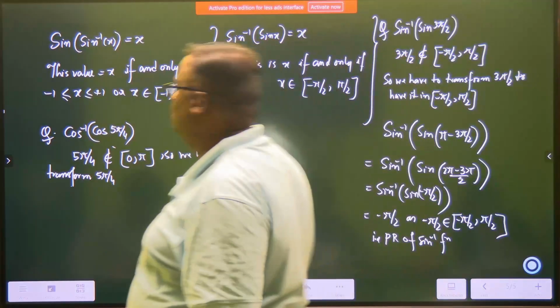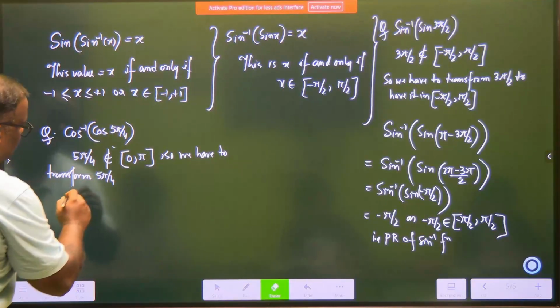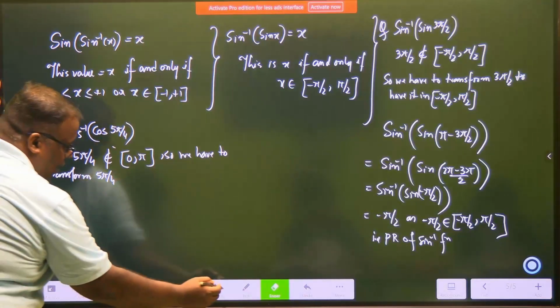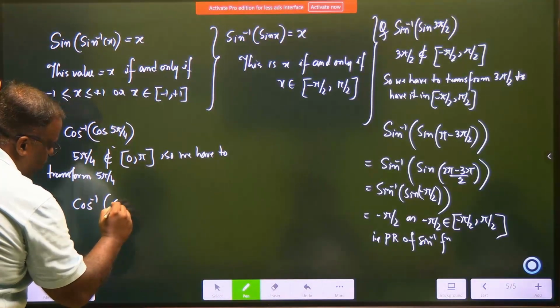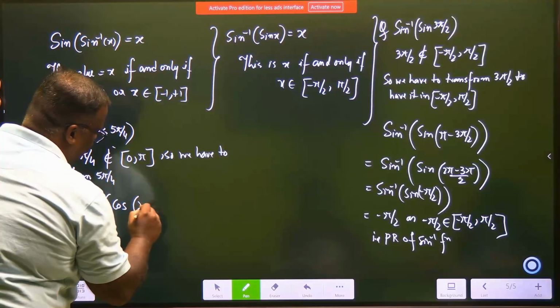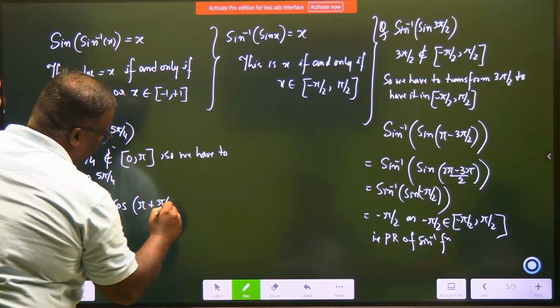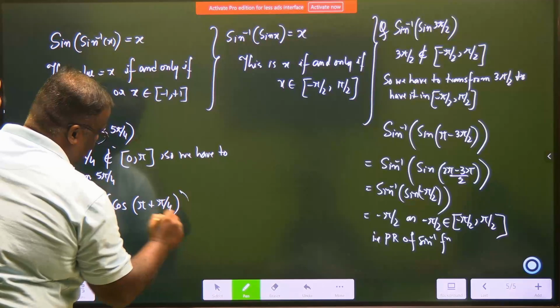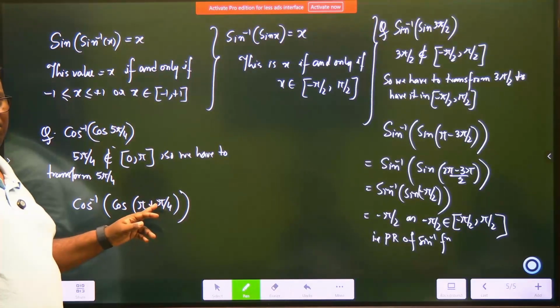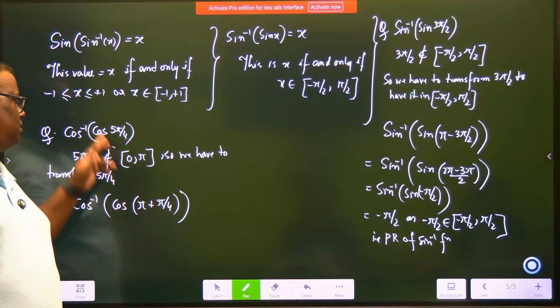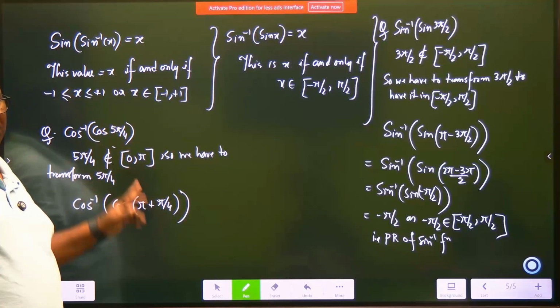5 pi by 4. Cos inverse, can we write it like this now? Cos inverse cos of pi plus pi by 4. Let's keep it like this. Pi plus pi by 4 is how much? 4 pi plus pi is 5 pi by 4. So our step is same, right?